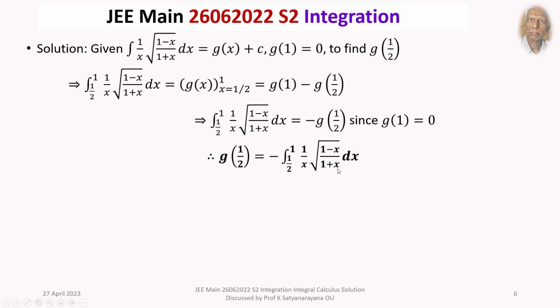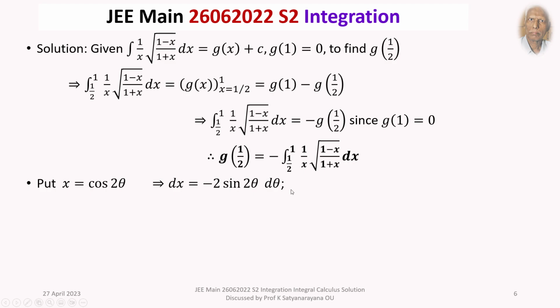Right. The problem is reduced to the evaluation of this definite integral. To evaluate this one, put x equal to cos 2 theta, since we are looking at the square root of (1 minus x) by (1 plus x). So we take x equal to cos 2 theta, and the derivative dx is the derivative of cos 2 theta, which is minus sin 2 theta times the derivative of 2 theta with respect to theta, which is 2. So dx will be minus 2 sin 2 theta d theta.